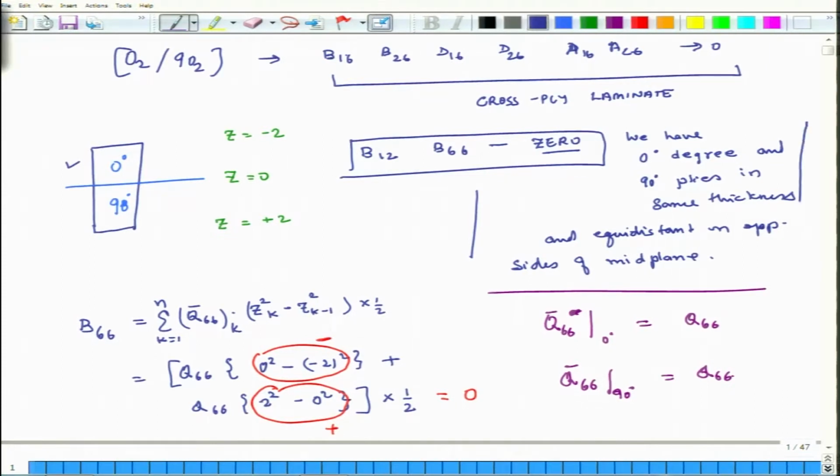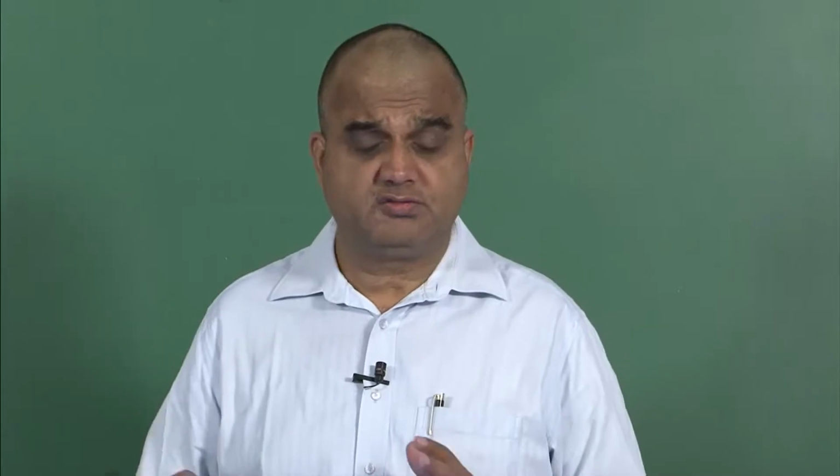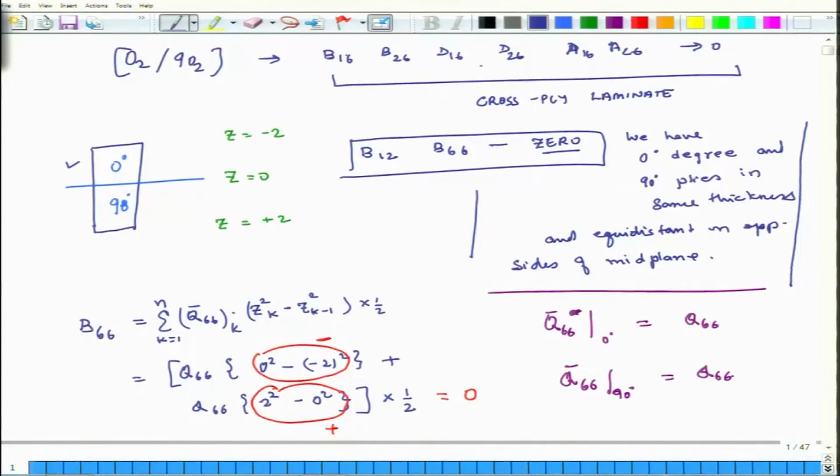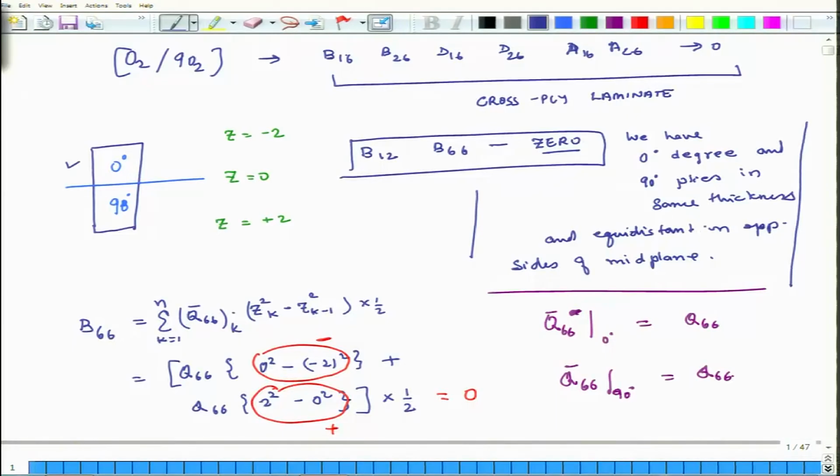I did not specify this very explicitly in the last few classes, but I thought it is important for all of you to know that the B16, B26 and 16 terms are 0 for cross ply because all the layers are either 0 degrees or 90 degrees. So, Q16 and Q26 terms for each of the cross ply layers are 0, but B12 and B66 are 0 because they are 0 degree and 90 degree plies, with the same thickness, located on opposite sides of the mid plane. This is very important to understand, and this is a point of clarification.